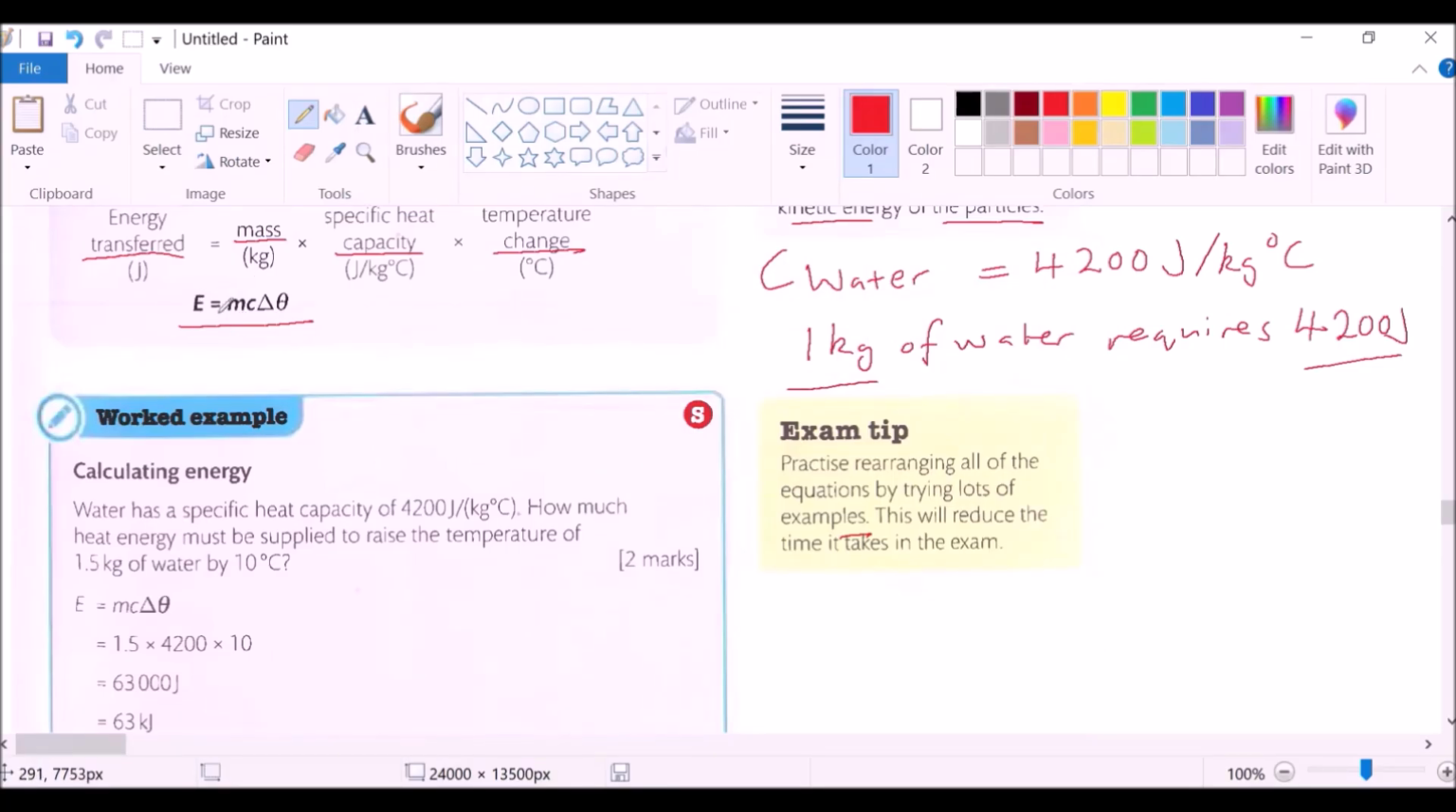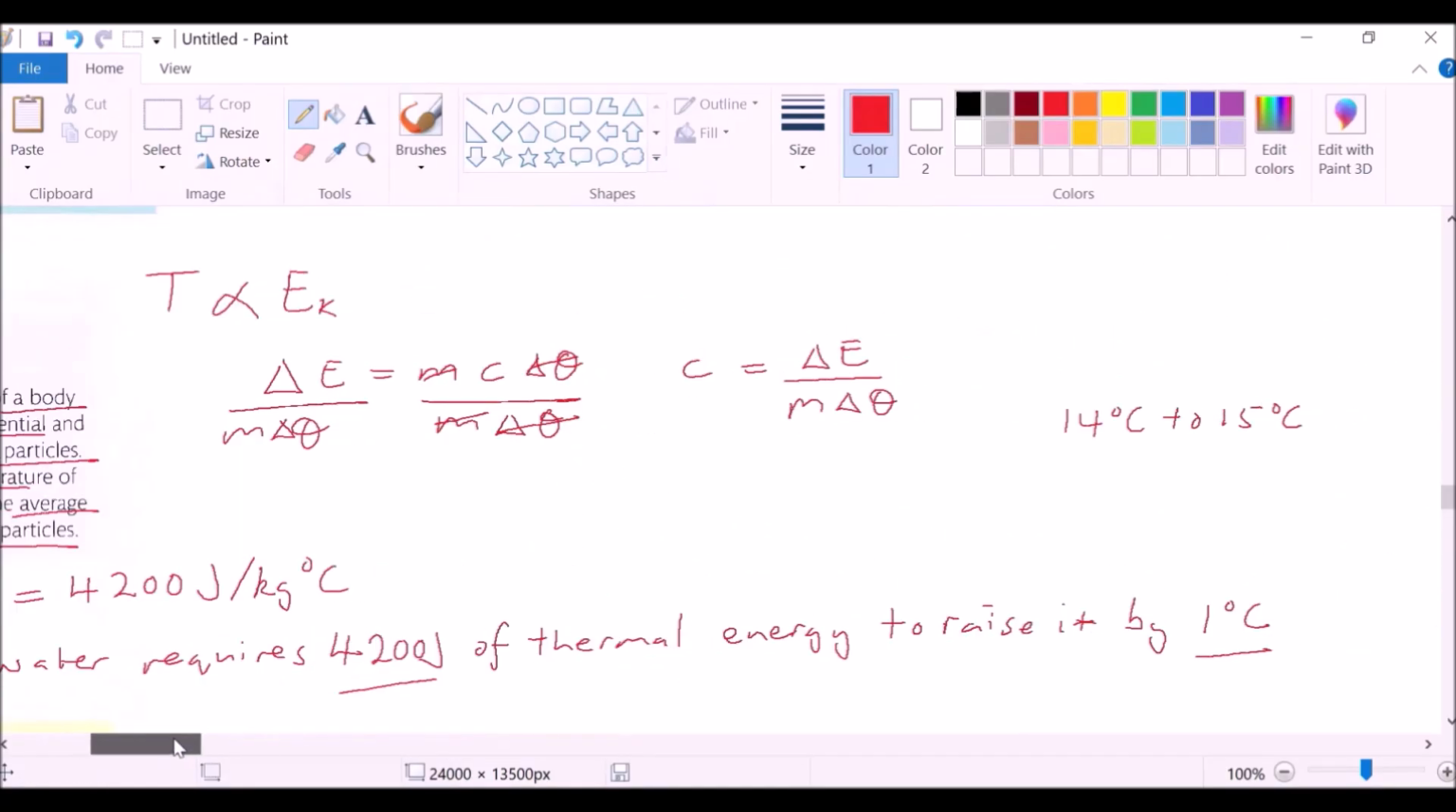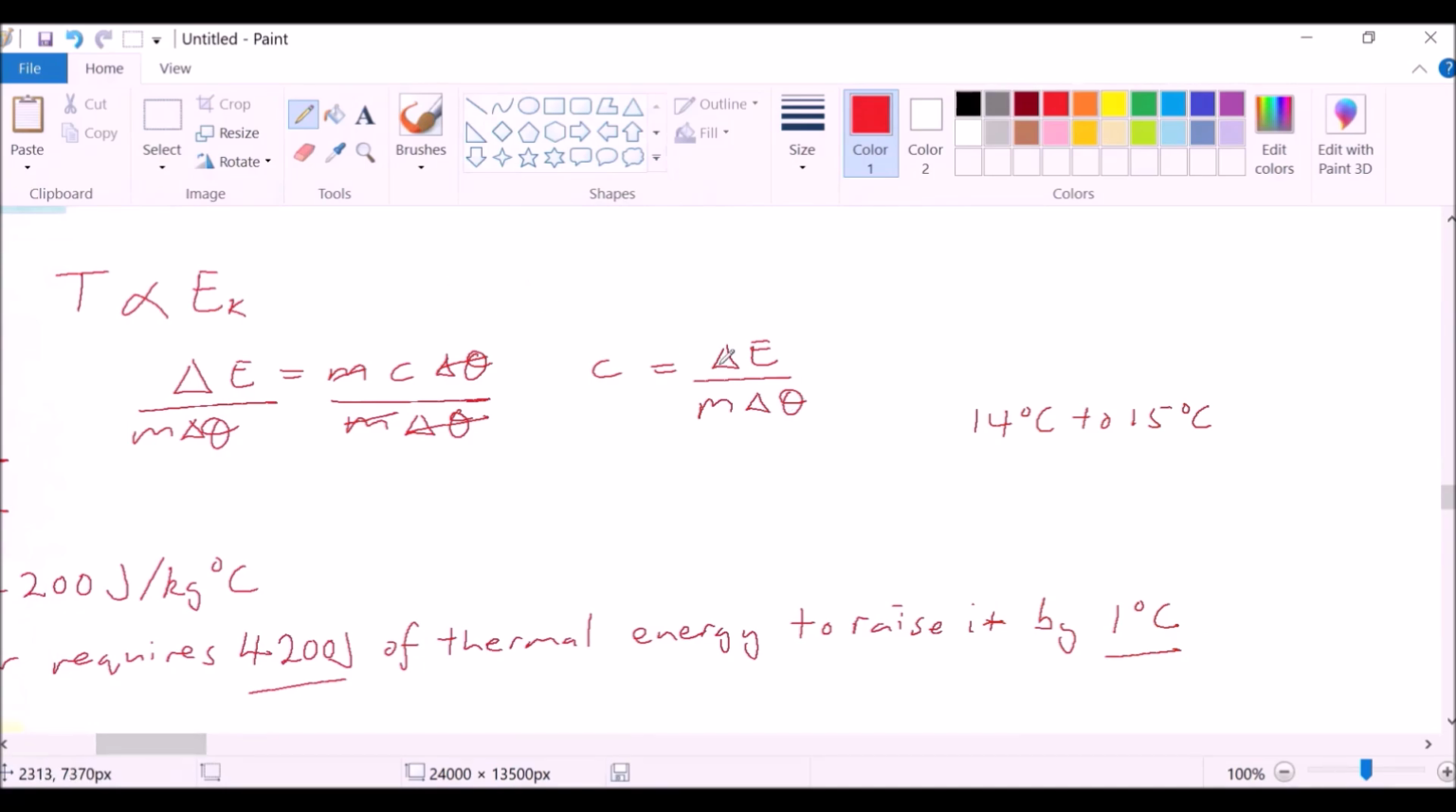Delta E, or E, is equal to m c delta theta, where m is the mass, C is the specific heat capacity, and delta theta is the change in temperature. The units of specific heat capacity: since this is energy, joules, m is mass, kgs, delta theta is change in temperature, degrees Celsius. So the units are joules per kg degrees Celsius.